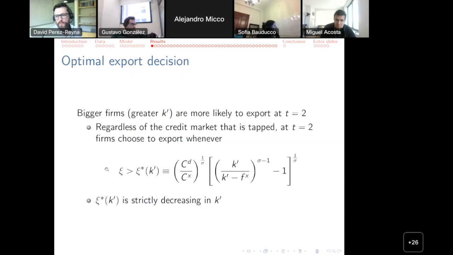And this is going to be an important result, in the sense that the effect of financial development on the export decision is going to work through how big firms are in the second period in less financially developed economies.